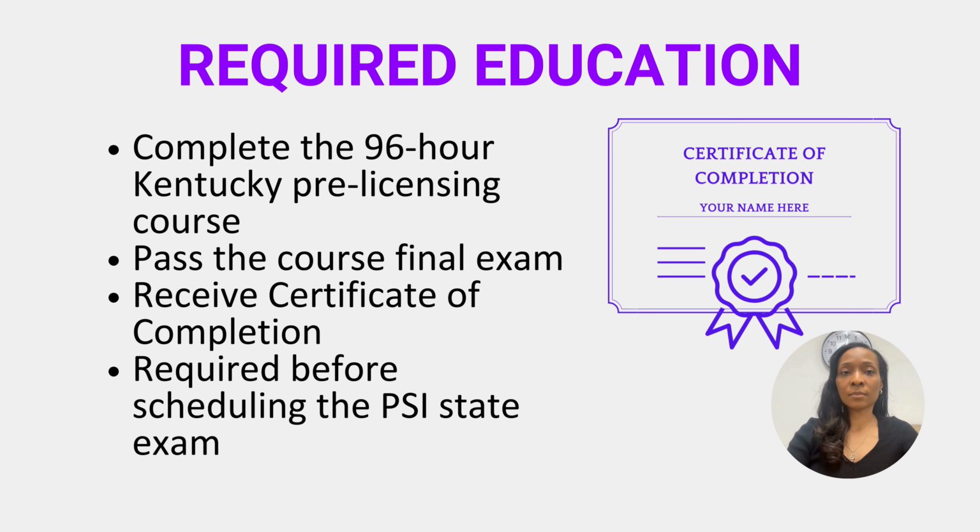studying the wrong material. Before you ever sit for the state licensing exam, Kentucky requires you to complete 96 hours of pre-licensing course and pass the course final exam. This is not optional. Passing the course final is what allows you to receive your certificate of completion. And without that certificate, you cannot schedule the PSI licensing exam. If you do not pass the course final exam, there are some schools that will allow you to retake. However, if you ultimately cannot pass the final, you must retake the entire 96-hour course again. Only after completing the education and passing the final exam, as well as completing a background check, do you become eligible for the state exam.